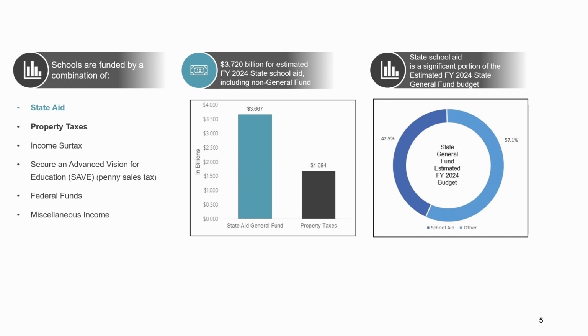Page 5. Schools are funded by a combination of state aid, property taxes, income surtax, Secure and Advanced Vision for Education, SAVE, which is the penny sales tax, federal funds, and miscellaneous income. Total state aid for fiscal year 2024 is estimated to be $3.7 billion and an estimated $1.7 billion from property tax. As far as the state general fund is concerned, school aid uses approximately 42.9% of all general fund appropriations.